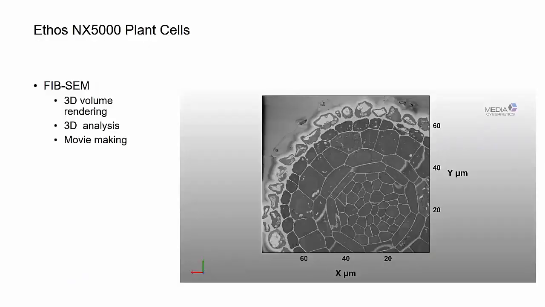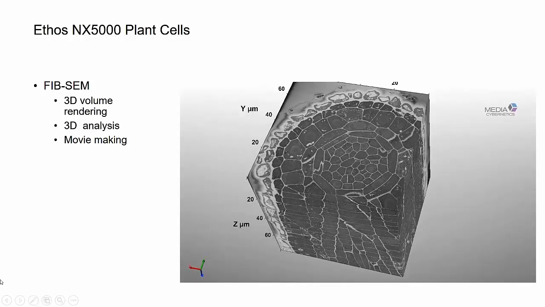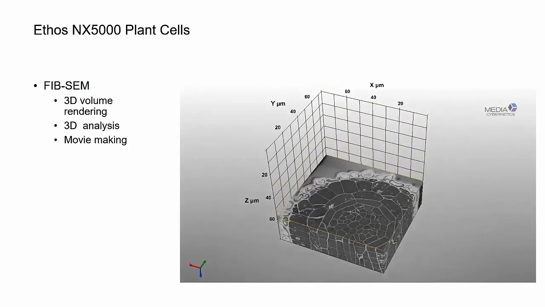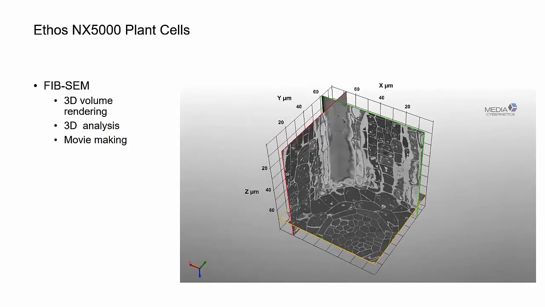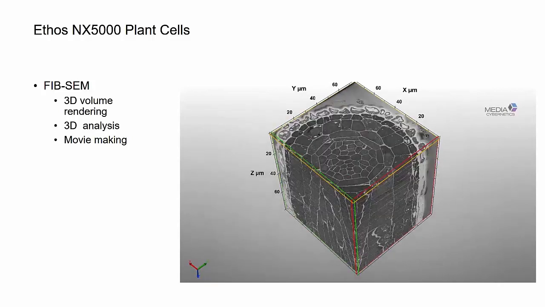For an example of FIB-SEM using the NX5000, what you're going to see is a root tip, looking at plant cells for a biological example. In this case, we're going to highlight the 3 major capabilities when you're doing FIB-SEM and want to analyze that data. If you go ahead and start, please. So this is a FIB-SEM, so we have those planes, that serial block face. As you can see, as we're going through this, it shows the movie making capability and having the different views so you can look inside your material with these different clipping planes.